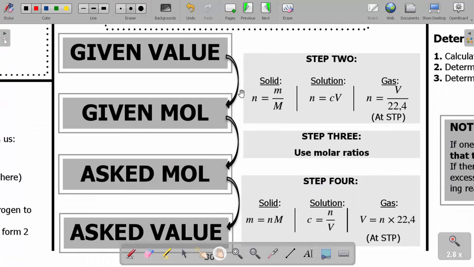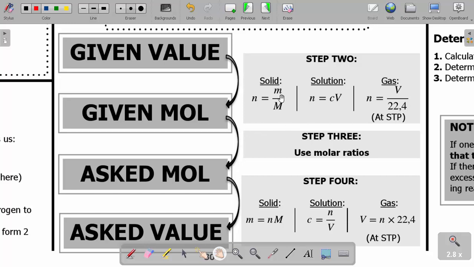Okay, now we have steps which we follow here, the procedure to do this. First of all, the given value is converted to given moles, then from given moles to asked moles, then from asked moles to the asked value which they want, whether it is in grams or decimeters cubed or centimeters cubed. Then we follow these steps here.